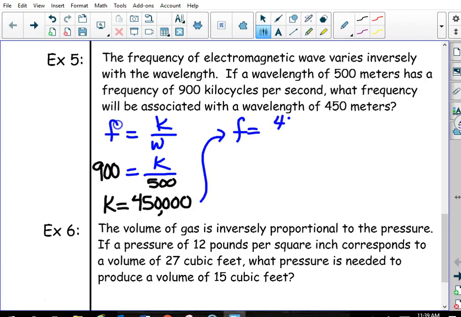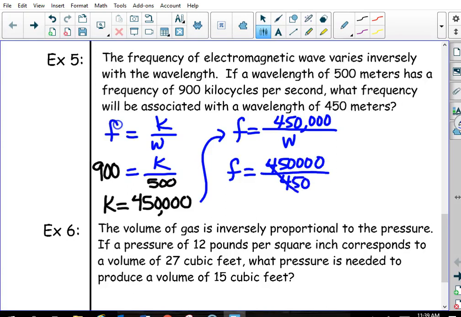So we can write our inverse variation equation: F equals 450,000 divided by W. Lastly, they're going to ask us to find the frequency associated with a wavelength of 450 meters. So frequency is going to be 450,000 divided by 450, which looks like the frequency is going to be 1,000. What's the unit of frequency? Kilocycles per second.